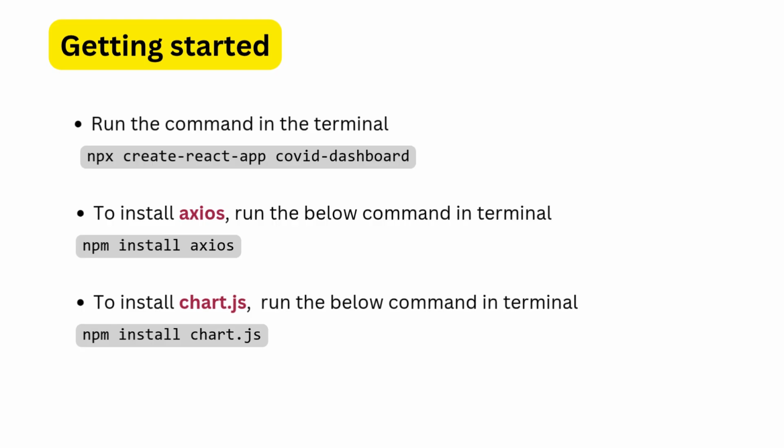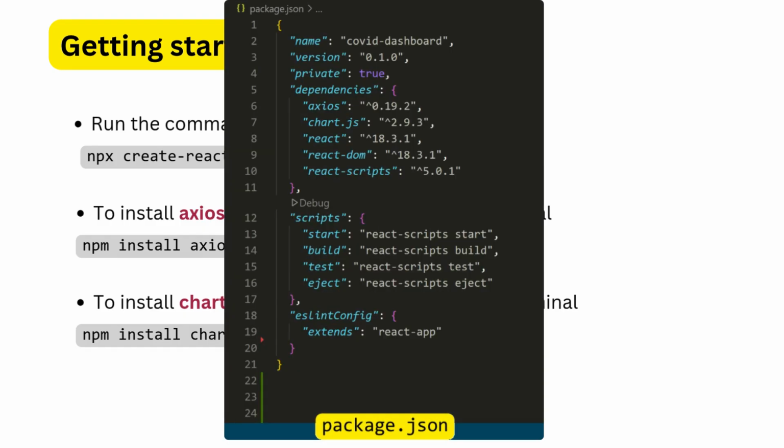You can verify that the dependencies have been installed by looking at package.json. It should look like as shown on the screen. Your versions might be different from those shown on screen, but for the time being, that's fine. Don't worry about it. We are ready to move to the next step.